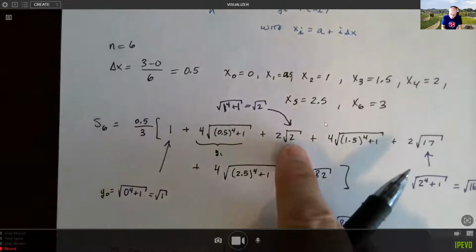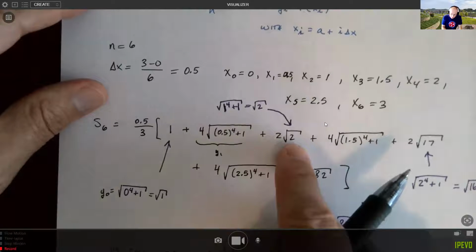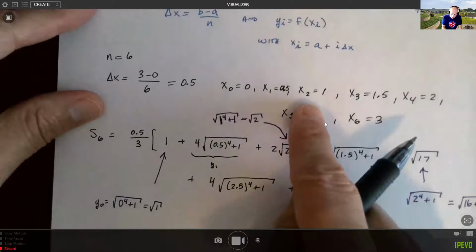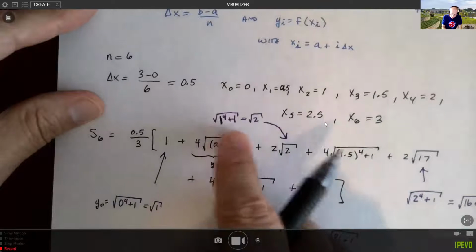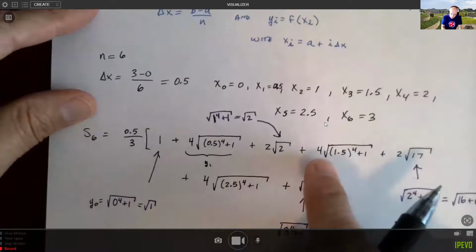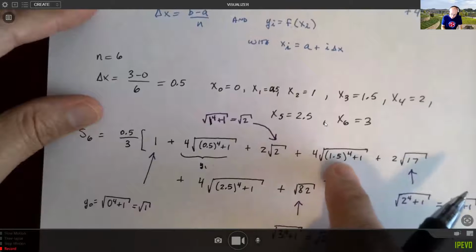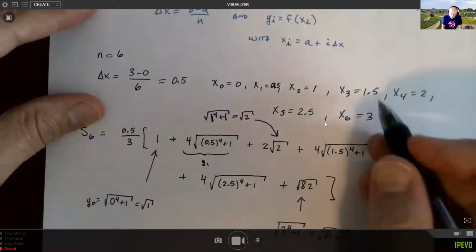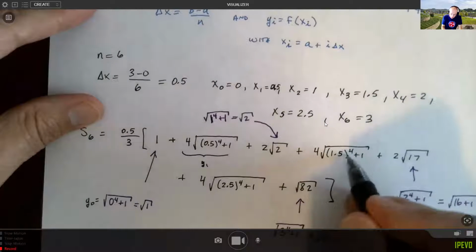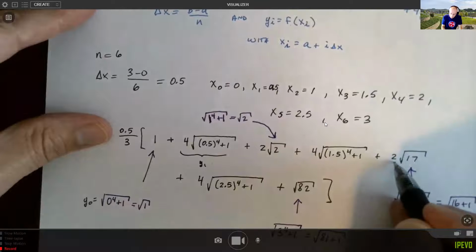y sub 2, or f of x sub 2. So that would be f of 1. So 1 to the fourth plus 1 is 2. So I get square root of 2. 2 times square root of 2. 4 times y sub 3. So plugging in x sub 3 into the function gives me that. 2 times y sub 4.